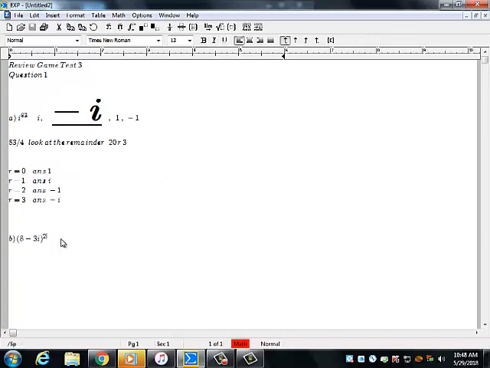All right. Now, with this one, the most common mistake people make is they'll put 64 plus 9i squared, because they just kind of distribute the 2. But that's not very good. There's no x.